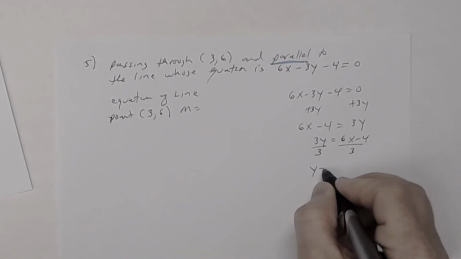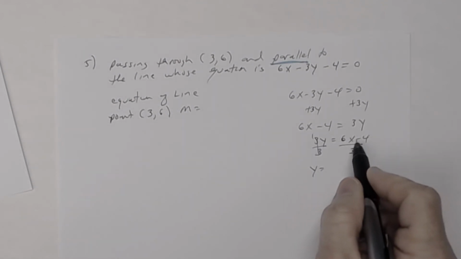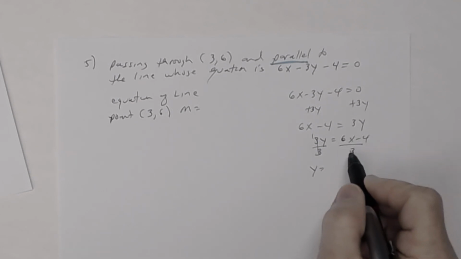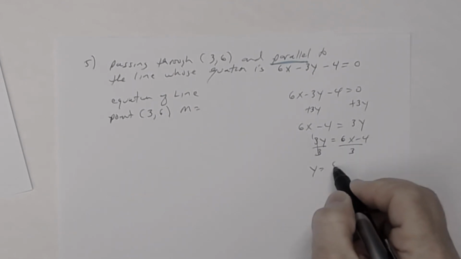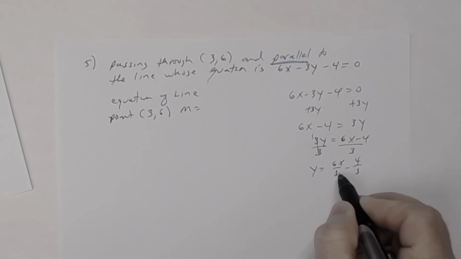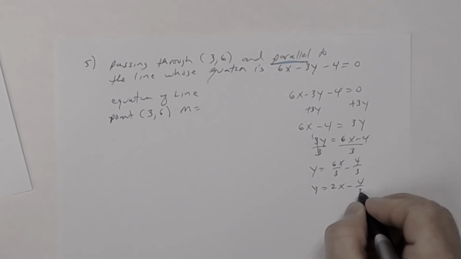And so I get y equals 3 divided by 3 is 1. 1 times y is y equals. And then notice I'm going to take each of those terms and divide by 3, so you want to write them as fractions. So I get 6x divided by 3 minus 4 divided by 3. And notice, reduce if you can. Make sure you do that. 6 divided by 3 is 2. So that's how you want to write it. Don't leave it as 6 divided by 3. Y equals 2x minus 4/3.